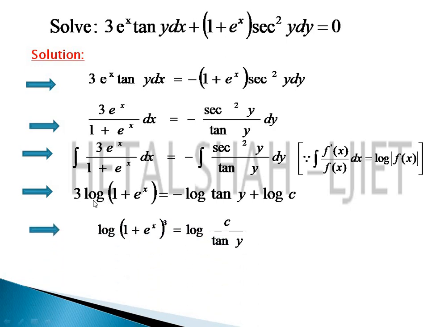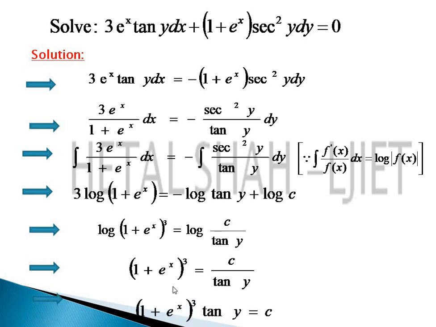Now apply the logarithm rule, so keep the multiple of 3 in the power: log (1 + e^x)^3 = log c - log tan y, so we write it as log (c / tan y). Now if we cancel log from both sides, (1 + e^x)^3 = c / tan y. So (1 + e^x)^3 tan y = c.